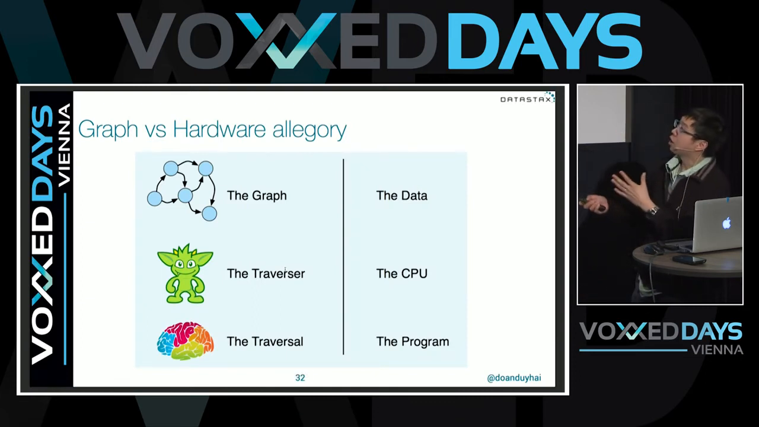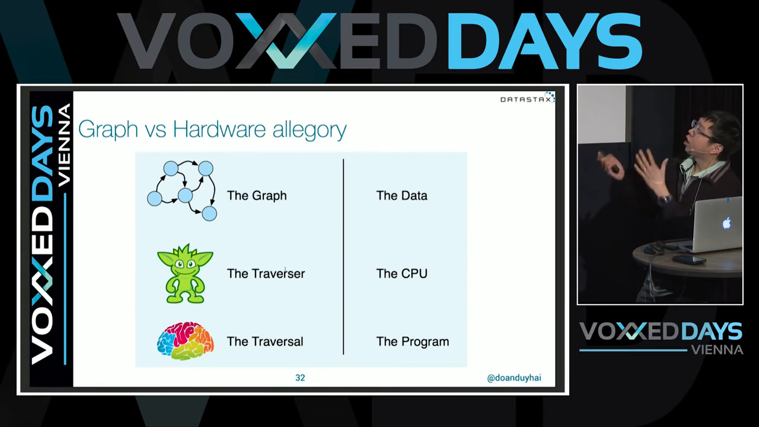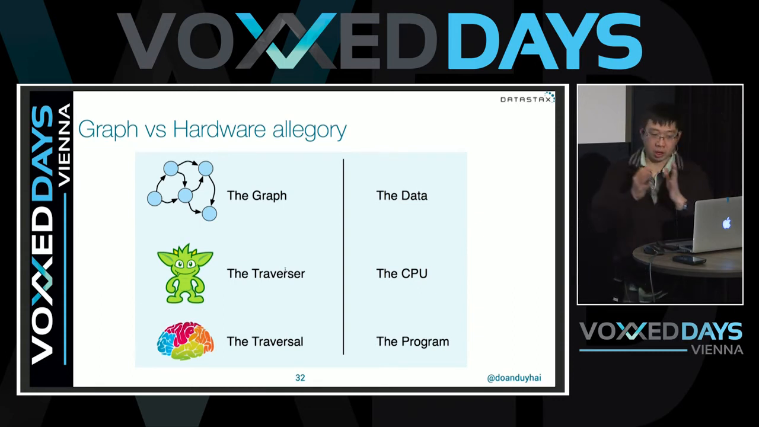On the left, you have the graph definition, and on the right, you have a metaphor to the hardware. A graph is just a bunch of data on disk. The traverser, so this Gremlin cartoon, is in fact the CPU, one CPU thread. And what we call the traversal, in fact, is your program. It is your query.